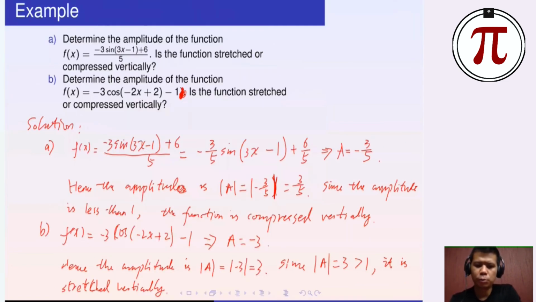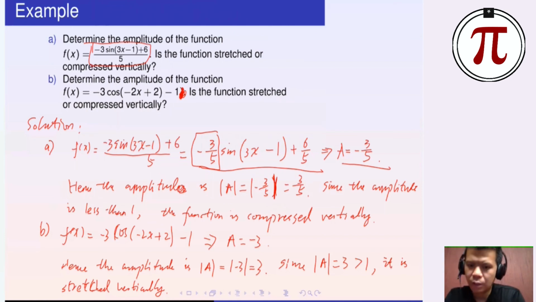So now for this one, you got to write it in this way so that a is negative 3/5. Okay. Now, it's not negative 3. So be careful. You got to rewrite the form into the standard form, and then determine the values for A, B, C, D, and so on. The amplitude for this one is negative 3/5.